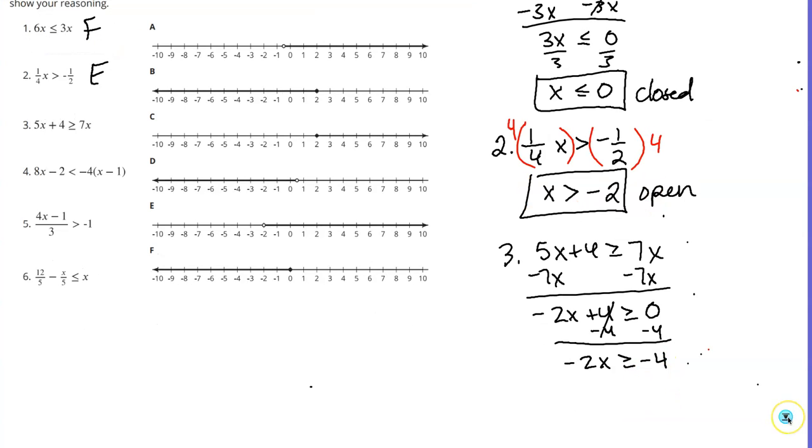What's the last step? Yep, divide both sides by negative 2. Now, I divided by a negative, so I'm going to flip my inequality. And then negative 4 divided by negative 2 is positive 2.